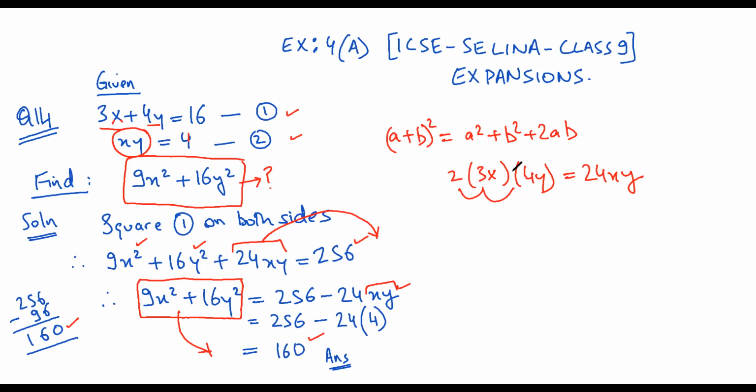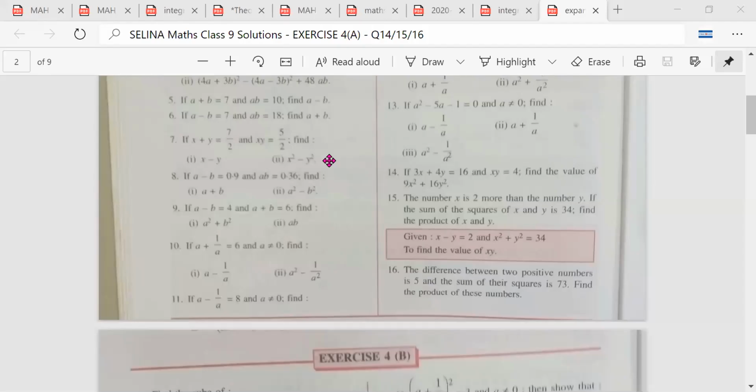Okay. The next question is question 15. Question 15 says the number x is 2 more than the number y. So if we have a number y, then x would be 2 more than this. So x would be y plus 2. Any doubt, Mr. Rudra? No, sir.